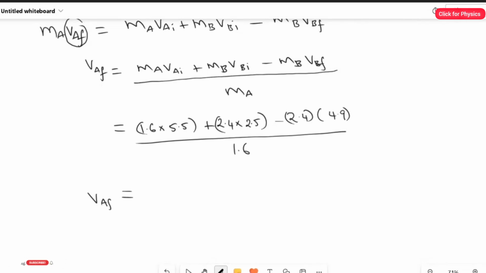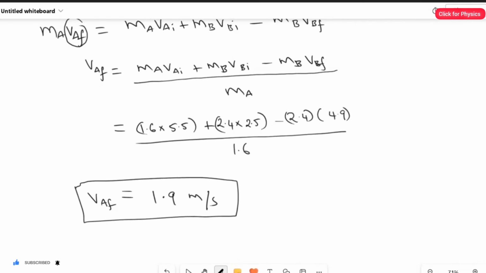Answer for VAF. I have to use my calculator. Let's see what the answer is: 1.6 multiplied by 5.5 plus 2.4 multiplied by 2.5 minus 2.4 multiplied by 4.9, divided by 1.6. I got the answer here as 1.9 meters per second.